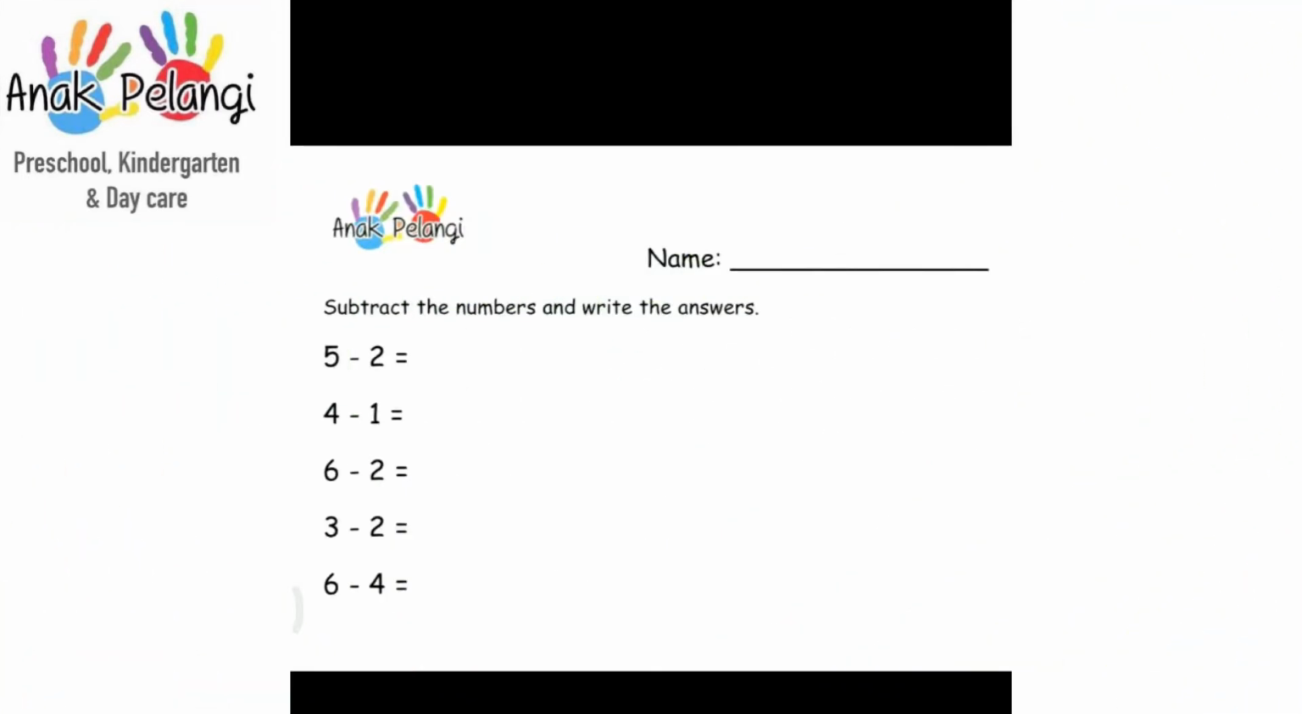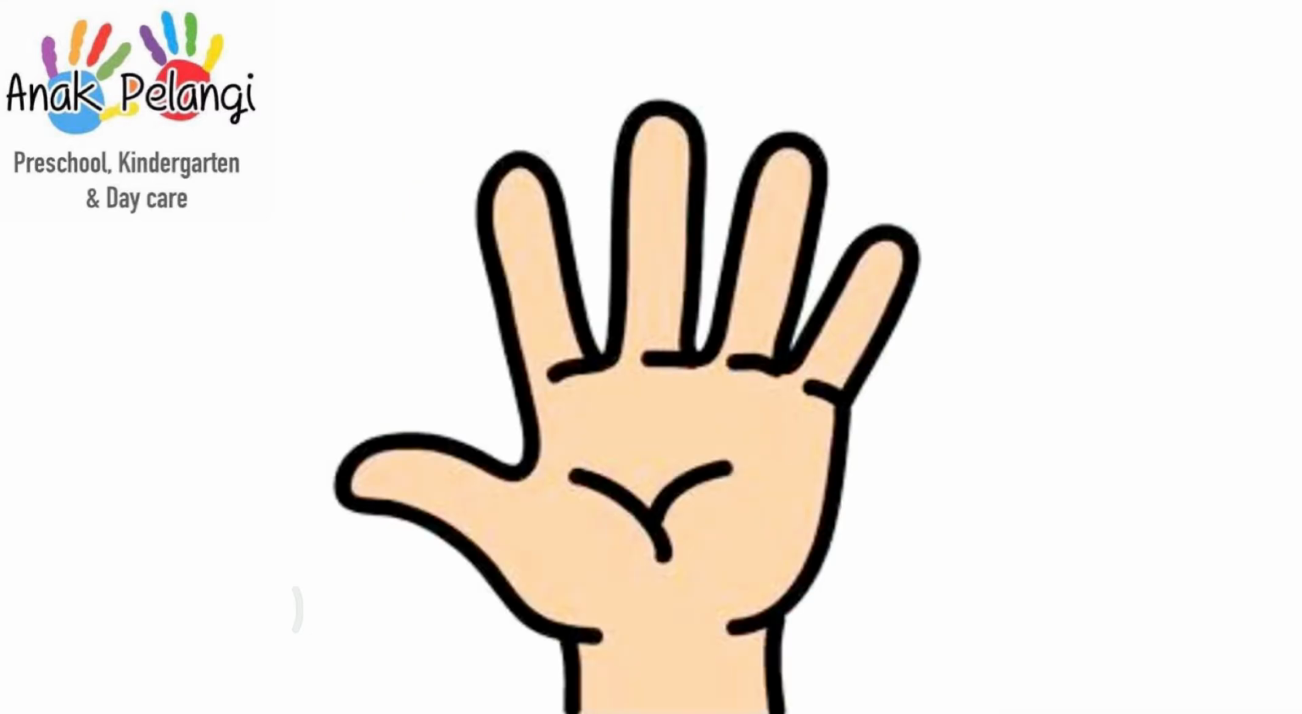Subtract the numbers and write the answers. 5 minus 2 is equal to... Count 5, minus 2: 1, 2. How many do you have left? 1, 2, 3. 5 minus 2 is equal to 3. Write 3.